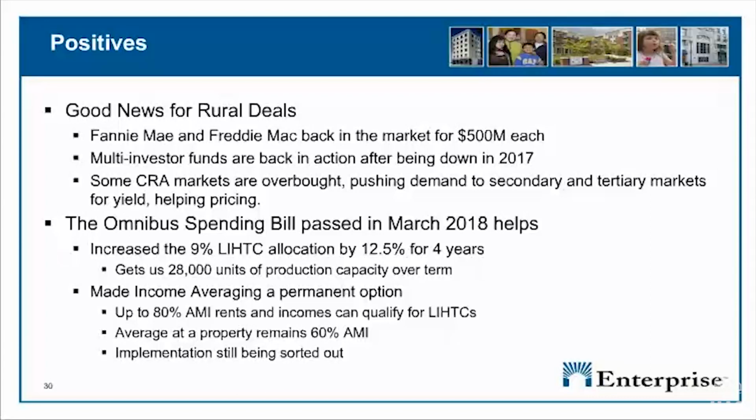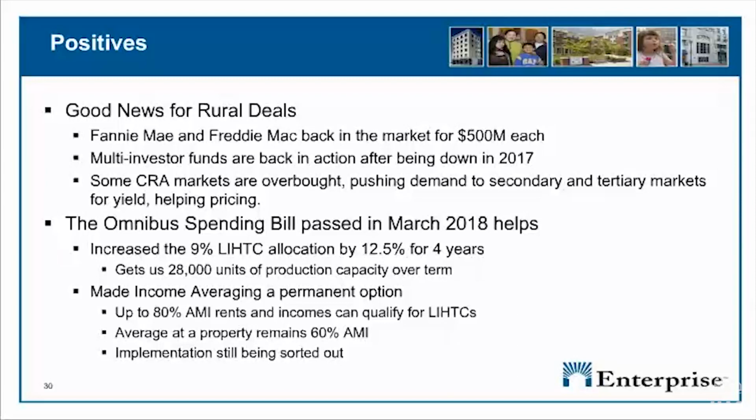The multi-investor funds, which were way down in 2017 as investors took a breather, wait and see what would happen, they're coming back. So for instance, Enterprise, we invested $164 million in multi-investor funds in 2017. This year we'll do about twice that. So that's a good thing for rural deals where many go. Some CRA markets are overbought on the coasts, and that's pushing bank demand into secondary and tertiary markets so that they can lever up, get a little bit more yield, and that's moderating price reductions in the rural markets.